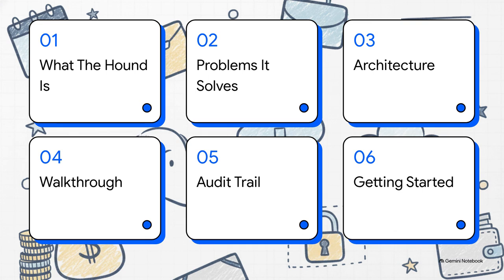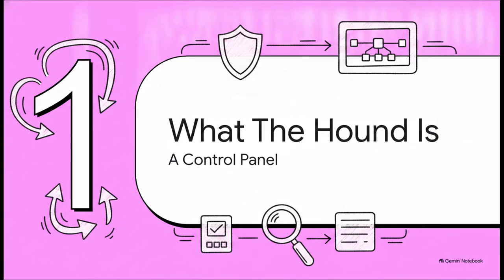Here's a quick look at our agenda today. We are going to cover what the Hound is, the specific problems it solves, its easy automated in-house architecture, a complete end-to-end walkthrough, the searchable audit trail, and finally, how you can get started. All right, let's jump right into segment 1, what the Hound is.